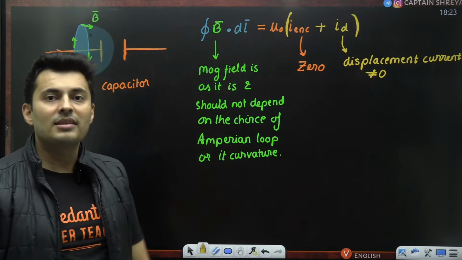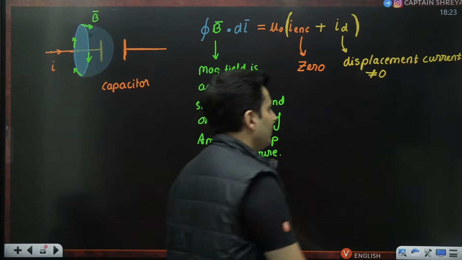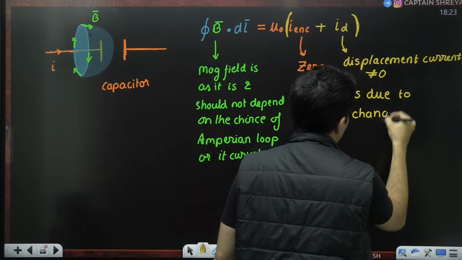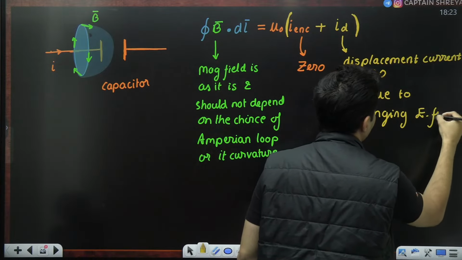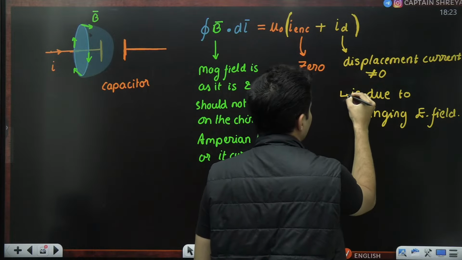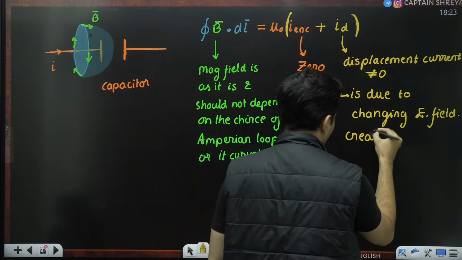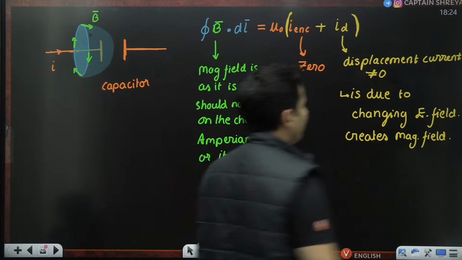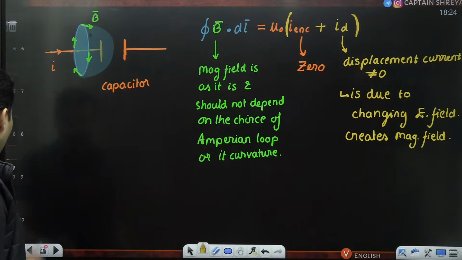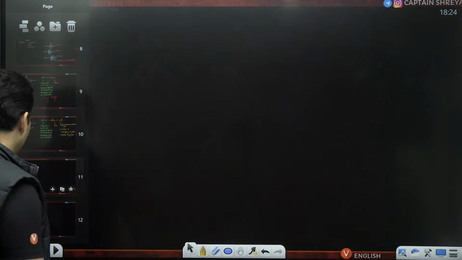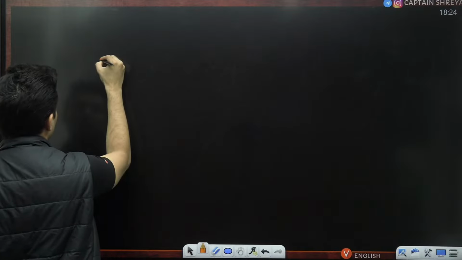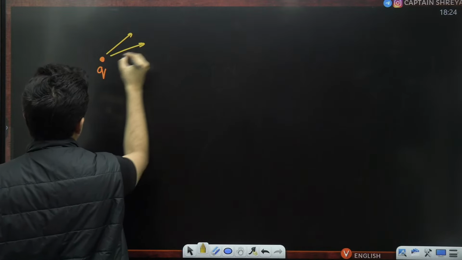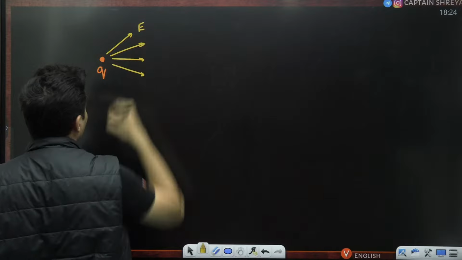So, what is this displacement current? This displacement current is due to changing electric fields, which create a magnetic field. A very interesting thing about displacement current. Observe what I'm trying to say. If you have just taken a charge, obviously it will create some electric field around it. It will definitely create some electric field around it.